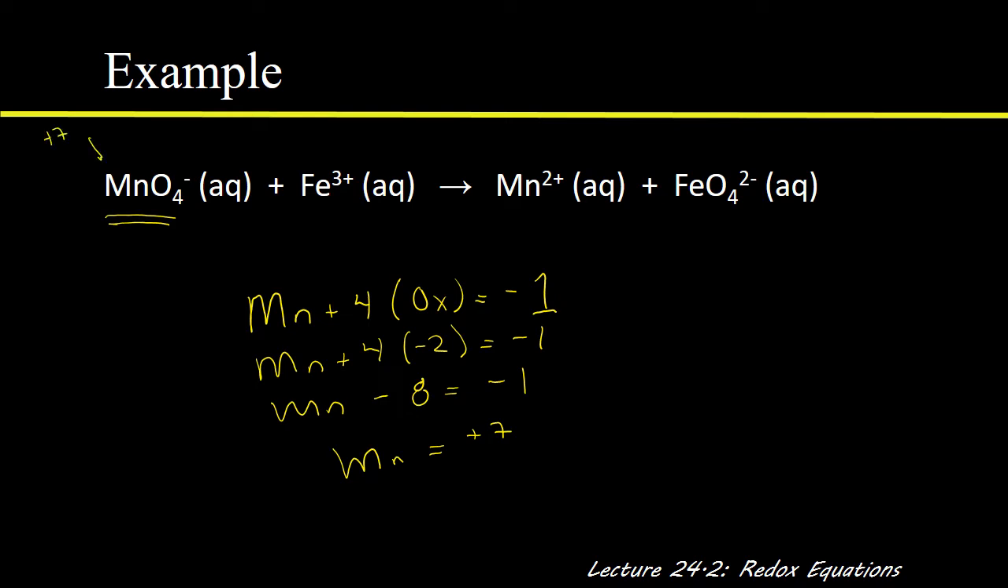And oxygens, sometimes, particularly if you have a peroxide or oxygen gas, those are the most common, the oxygens can be participating in redox equations, so we want to make sure we note their oxidation states as well. So manganese is +7, oxygen is -2.